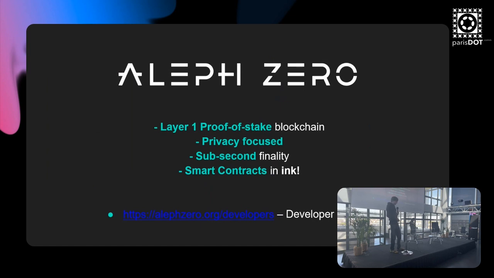So Aleph Zero is a layer 1 chain. We have fast finality, and we have Ink contracts. And our main goal is to bring privacy to blockchain. I will not talk about privacy today. If you want to hear about it, then I encourage you to come to my evening talk at FCC. It is actually after Paris.com finishes today, so I think it's legal to advertise it. So yeah, it will be great to have you there.